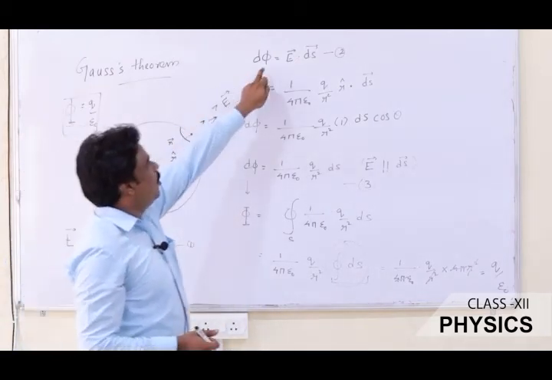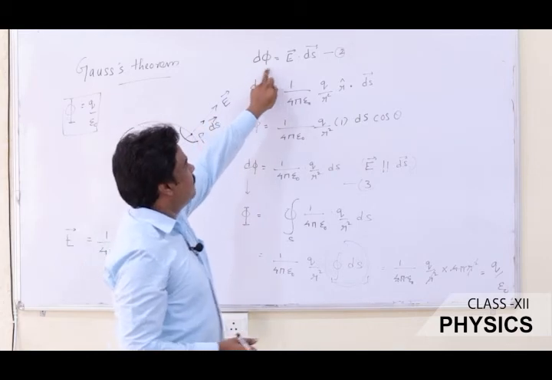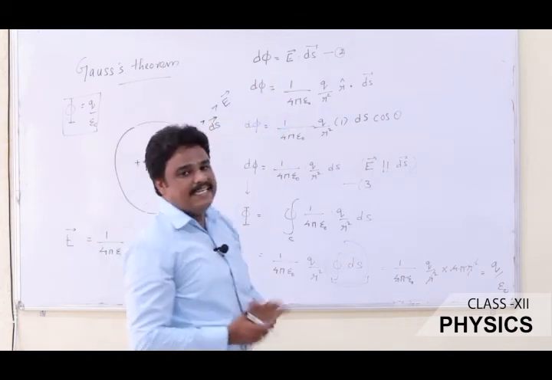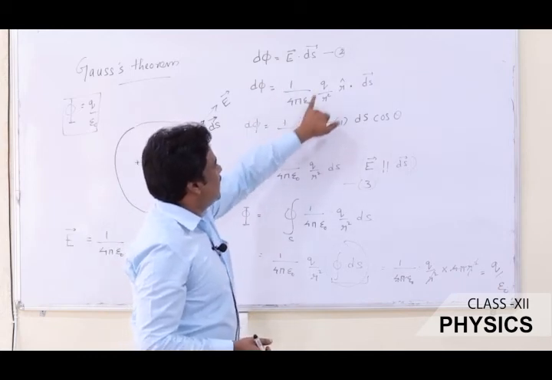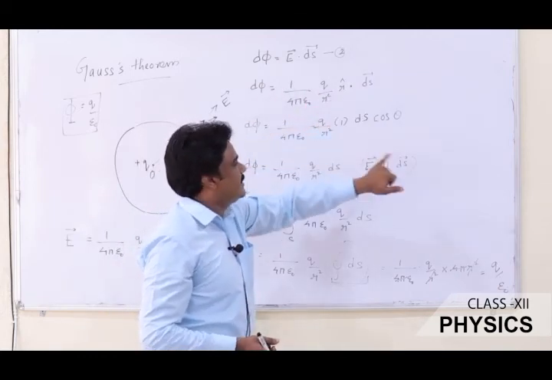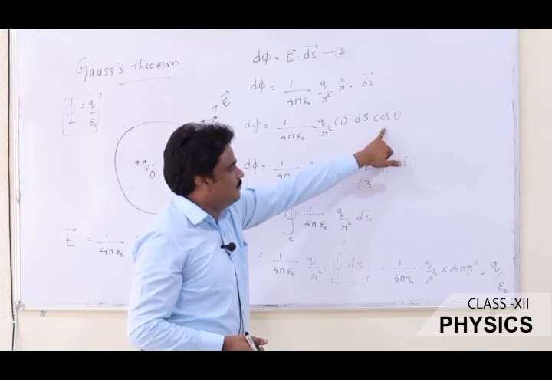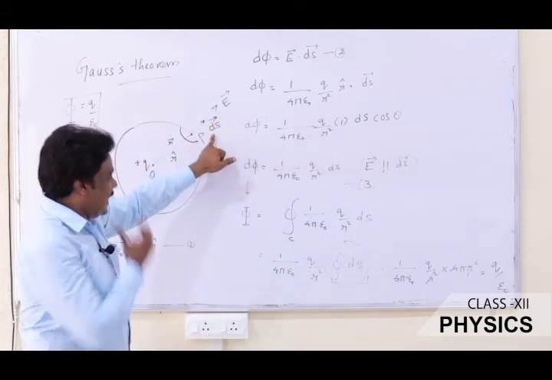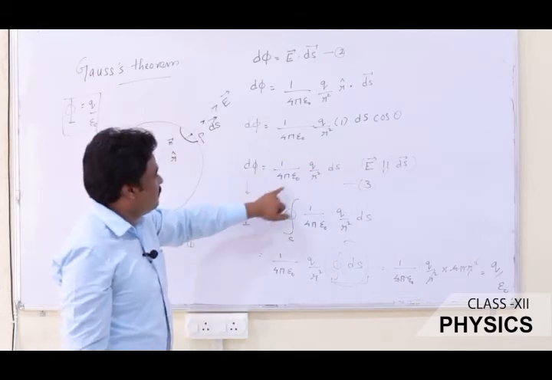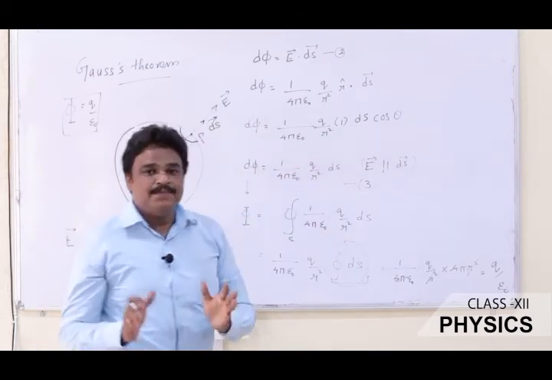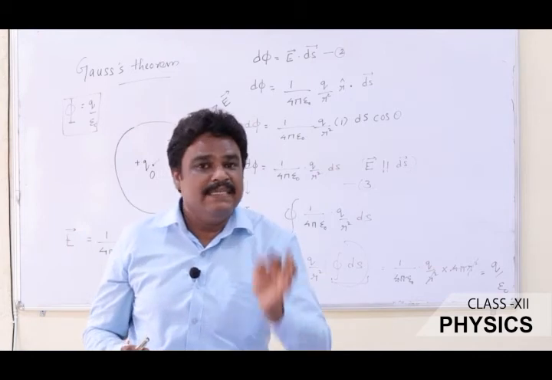Now, the small flux linked with the small area is d phi is E vector dot ds vector. Now put equations 1 and 2. d phi is 1 by 4 pi epsilon naught q by r square r cap dot ds. Remove the dot, cos theta comes. Since E and ds are parallel, theta is 0. So ultimately I am getting d phi is 1 by 4 pi epsilon naught q by r square ds. This is the small flux linked with the small area.